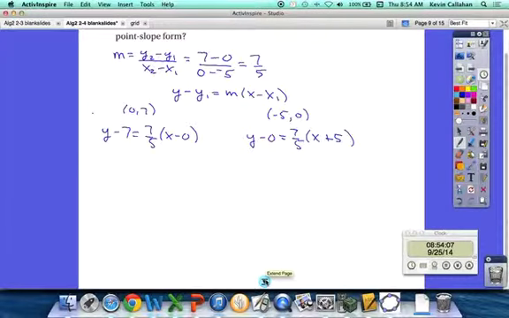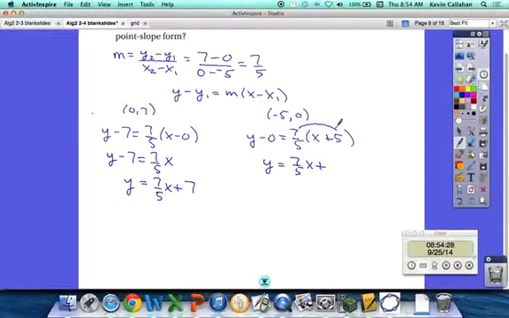Watch. So here's the y minus 7 equals 7/5 x. Y equals 7/5 x plus 7. Okay, this one, y equals 7/5 x plus, and then 7/5 times 5. The 5s cancel, plus 7. So they're the same line, even though they will look different depending on the point you plug into the point slope form. So given 2 points, calculate the slope, then use the slope and 1 point to calculate the line.